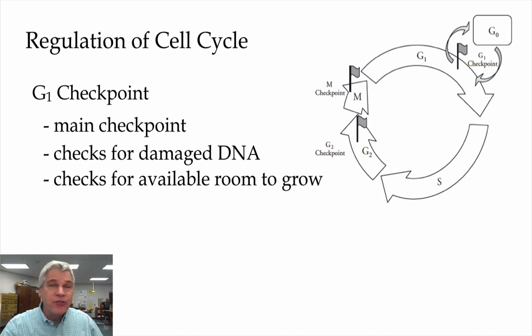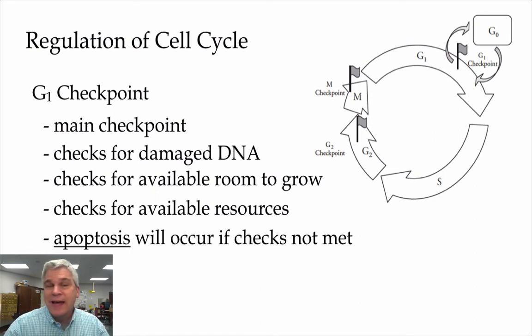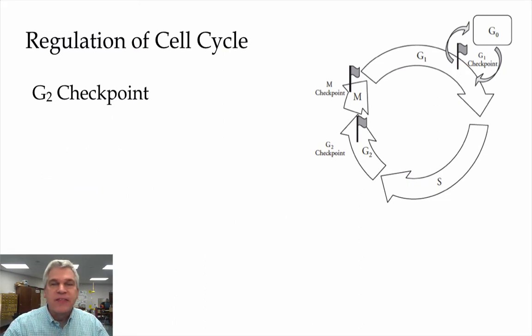It can check to make sure that there is enough room for there to be more cells. If there's already too many cells there, we don't want to make more cells. And it's also going to make sure there is plenty of oxygen and plenty of nutrients available for these new cells. If any of these things are lacking, the cell should not divide, and it would actually go into what's called apoptosis, which is cell death.